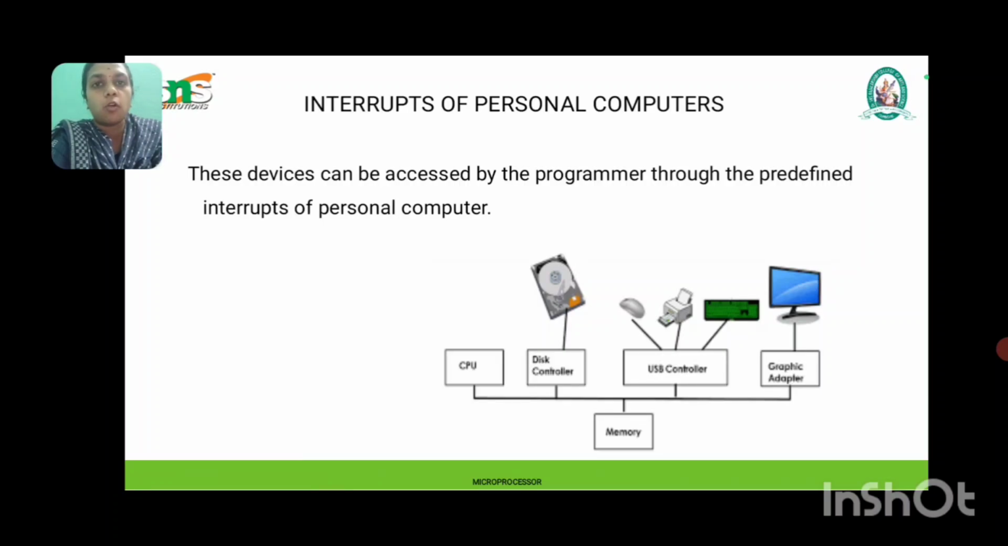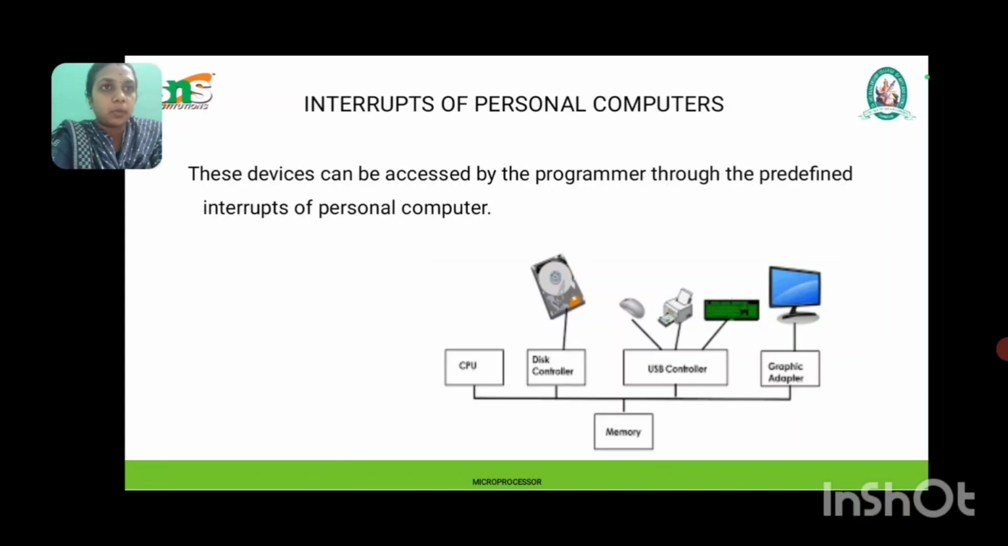The input output devices of a PC, like the keyboard, monitor, printer, etc., can be used as interactive IO devices to input data to the program and to output the result of the program. These devices can be accessed by the programmer through the predefined interrupts of the personal computers. In personal computers based on the 8086 microprocessor, specific interrupt type numbers are assigned to various activities.